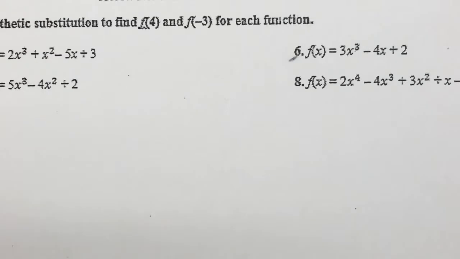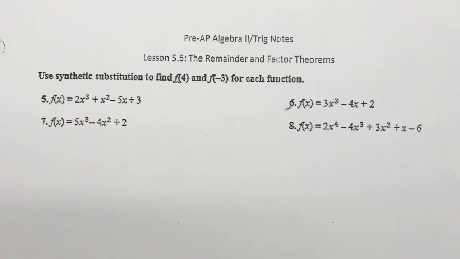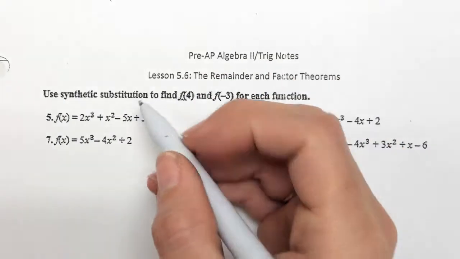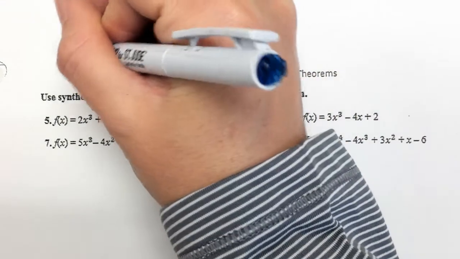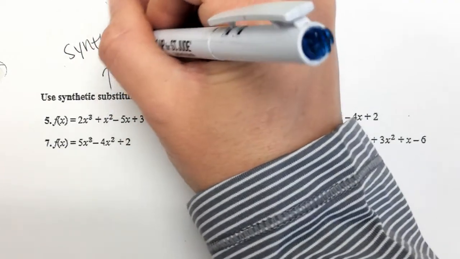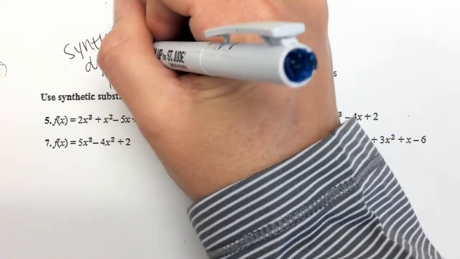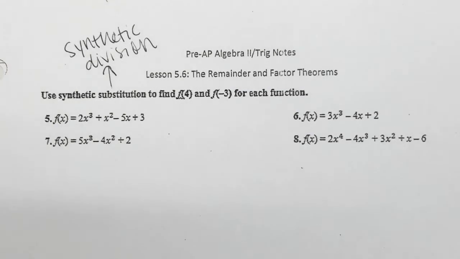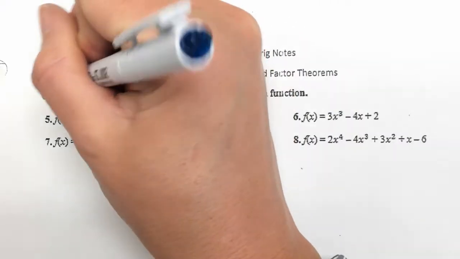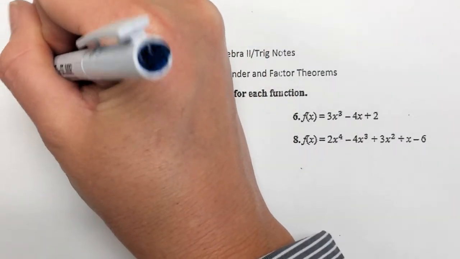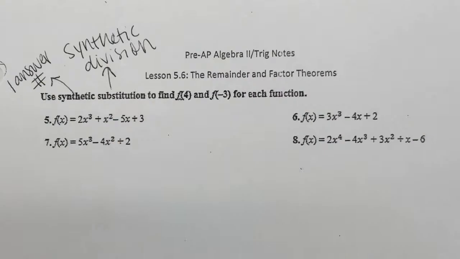On your test next week, I don't want you to get confused. Synthetic division and synthetic substitution are two different things. Remember, synthetic division is when you're dividing. Synthetic substitution, which is what we're learning today, you're going to use synthetic division, but your answer will just be one number, not a polynomial. And the answer is your remainder. So with synthetic substitution, you will have one answer, and it'll be a number, or the remainder.